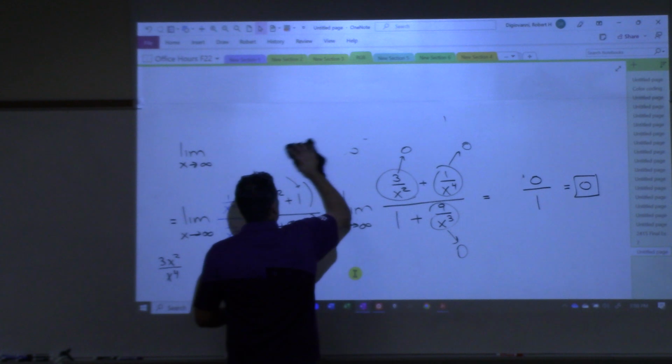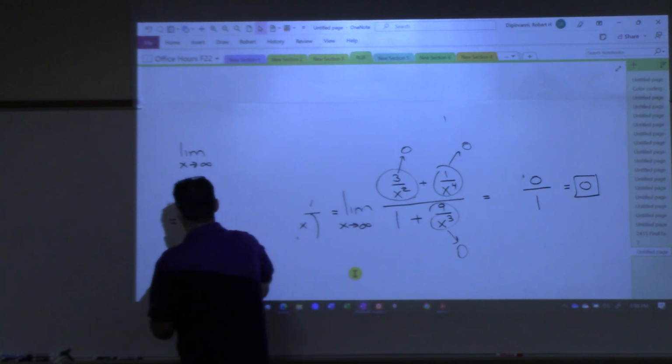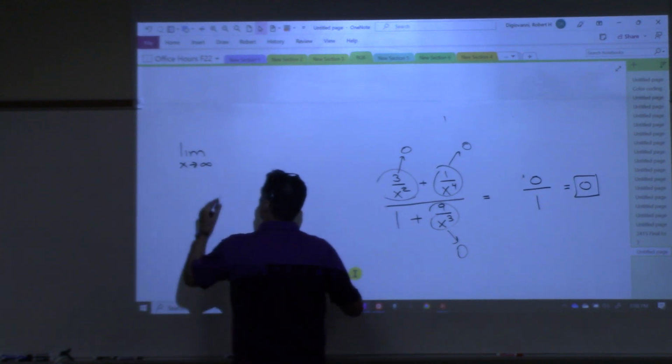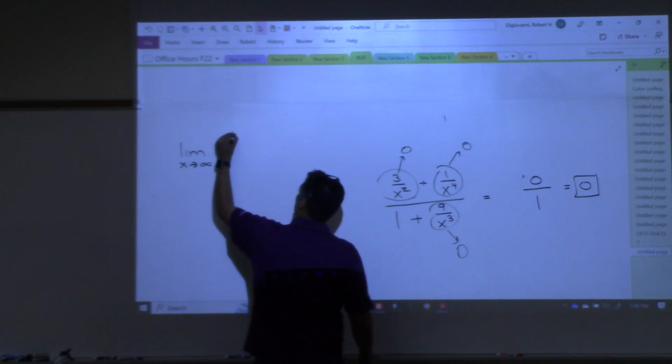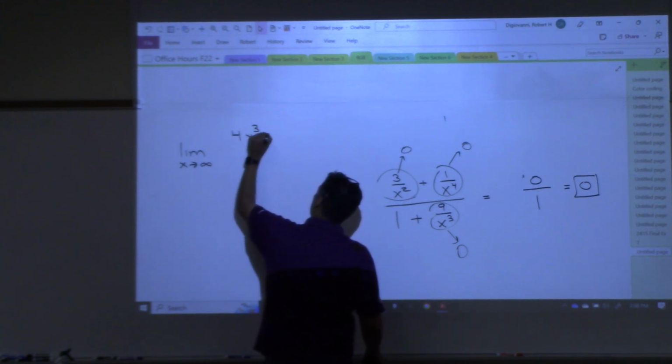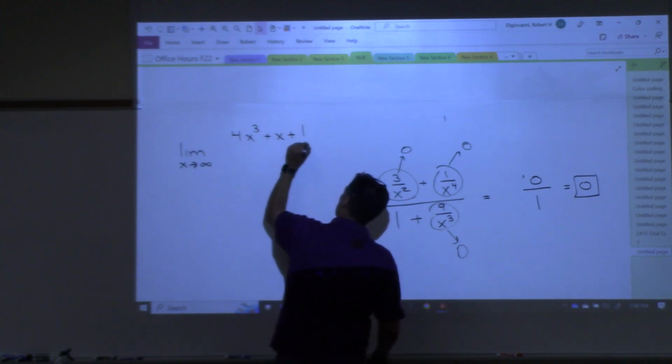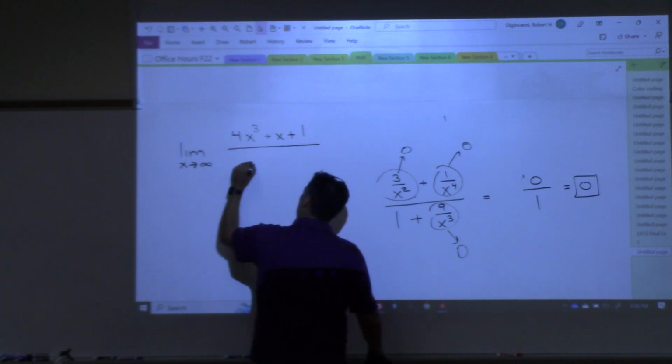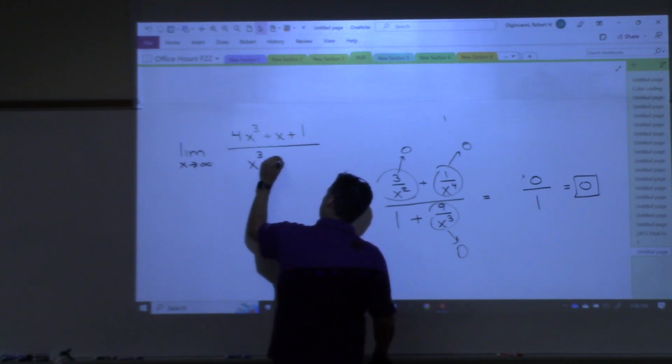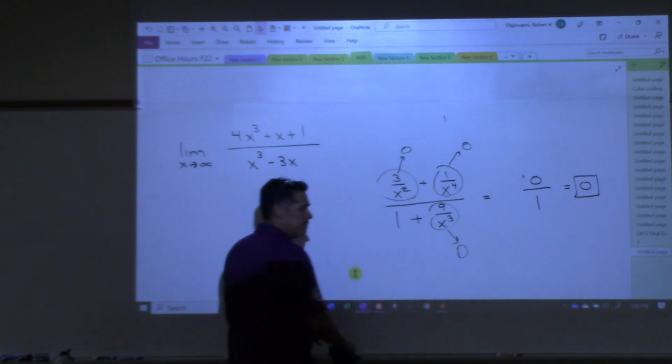I'm going to let you do this one. So how about 4x cubed plus x plus 1 over x cubed minus 3x, and that's it.